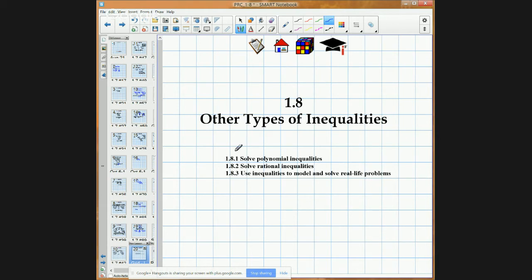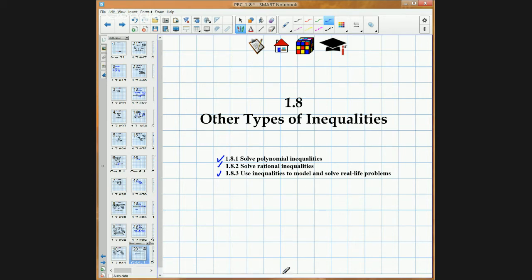And then number 2, rational inequalities. That means algebraic fractions with an inequality sign. We've done them with equal, but we haven't done them with inequalities. And number 3, see how the timing goes, use that to solve some real life problems. Okay.